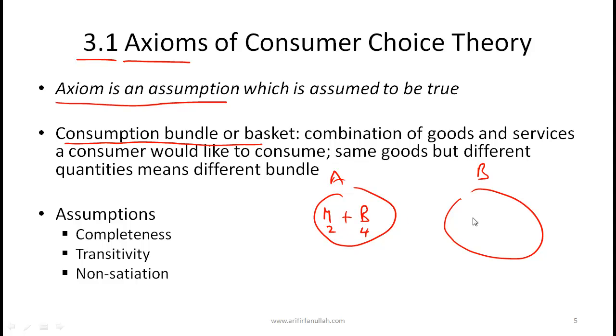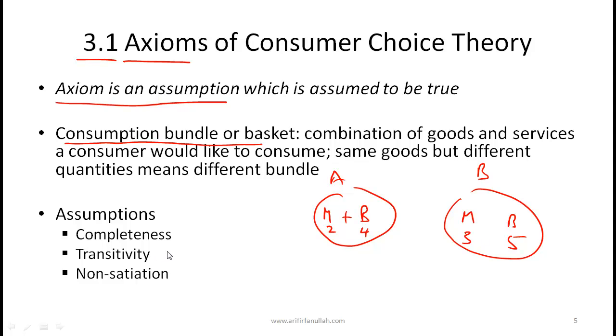You can have another bundle that is made up of soda and donuts or whatever. So obviously different items would constitute different bundles. What is not so obvious and should be made clear here: even the same items, milk and bread, but different quantities would constitute a different bundle. Okay, so that's the definition of a bundle. So one bundle means X, Y, Z goods, some specific goods in specific quantities. Okay, so that's the definition of a bundle or a basket.